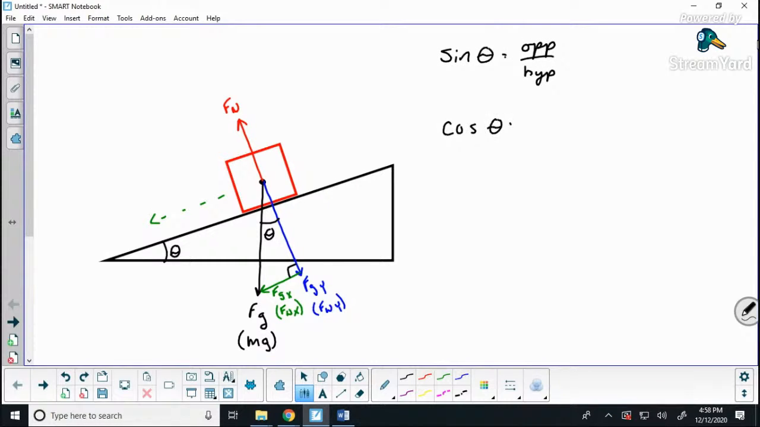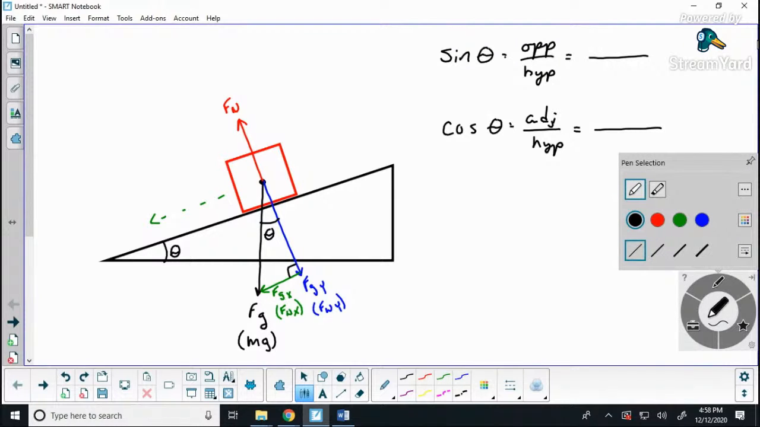Cosine always equals adjacent over hypotenuse. Well, our hypotenuse is that force of gravity, or mg. So what I can do is further explore into these equations and think about, okay, well, my side opposite is that force of gravity in the x.